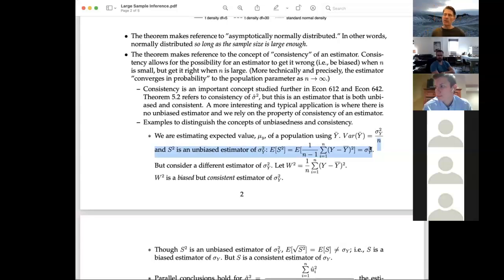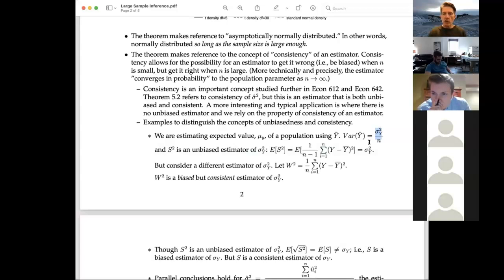And that's important because that's where we get the standard error of y bar. For the standard error of y bar, we take that s squared to substitute for sigma squared y, divide by n, take the square root, and that's our standard error of y bar, and that's how we construct confidence intervals and so on.